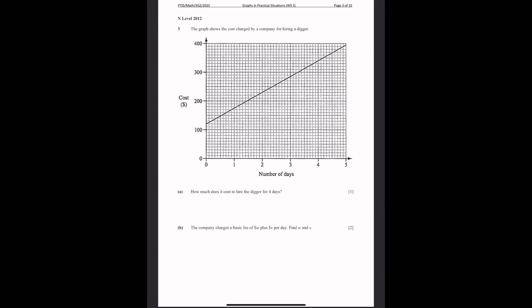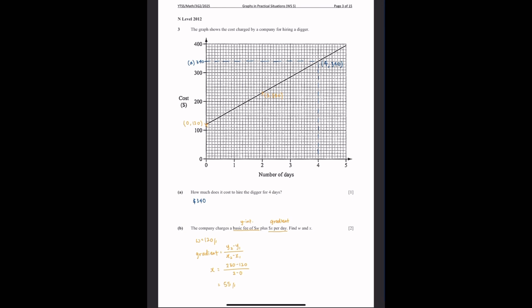So I'll give you some time to do this question. You can pause the video before you resume the video again to check your solution. So please pause the video now to try question 3 out. Okay, now I'll go through question 3, the solution for part A and part B. So for part A, how much does it cost to hire the digger for 4 days? So what do you need to do? Look at 4 days, dotted line up, dotted line across, and you'll get the value from your vertical axis. So from the graph, the corresponding cost will be $340 for 4 days.